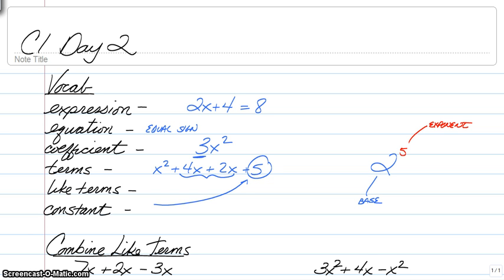Now off to the right over here, this whole thing is called a power. Okay, your base would be 2 and the exponent is 5, but together that's called a power.